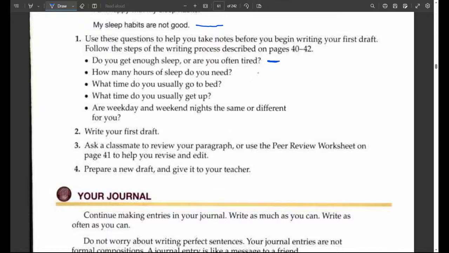How many hours of sleep do you need? What time do you usually go to bed? What time do you usually get up? Are weekday and weekend nights the same or different? So how do you sleep during the weekdays and the weekends?